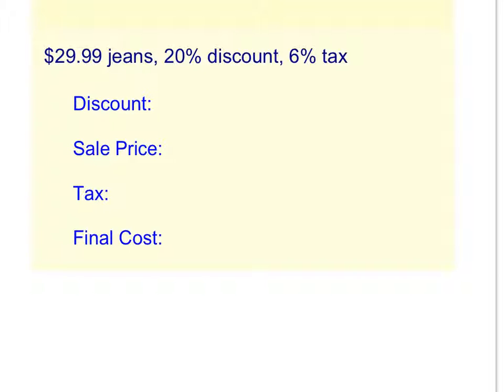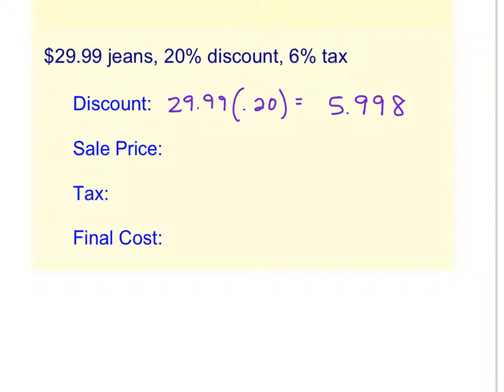So first is the discount. Remember, for the discount, we start with the full price of the jeans, and you multiply it by the percent discount, which is 20%, but we're going to multiply it by 0.20. So $29.99 times 0.20. Now, when you type that into your calculator, here's what you get, 5.998.